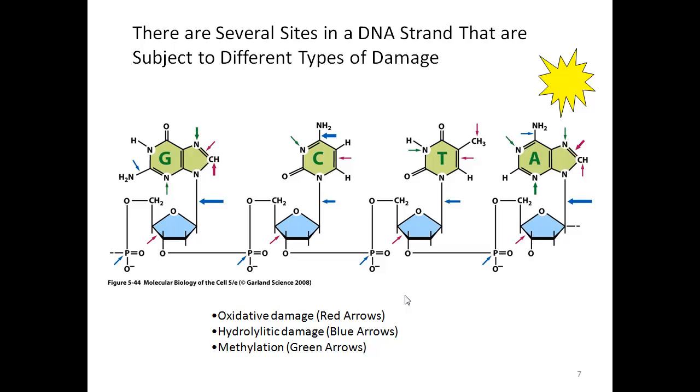In this slide, we see different locations where DNA can be damaged by the environment. You're not required to know any of these, but as you can see, the base pairs can be affected, the bond connecting the base pairs to the sugar can be affected, the sugar can be affected, or the phosphate group in the backbone can be affected. Damage can be done by oxidation, hydrolytic damage, or by the addition of other molecules, in particular methyl groups.